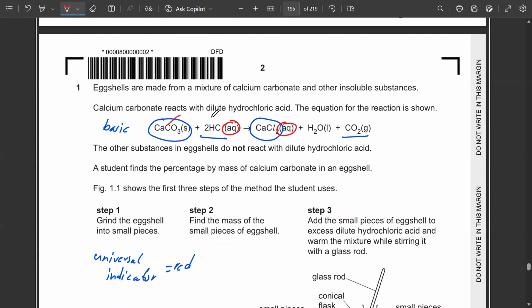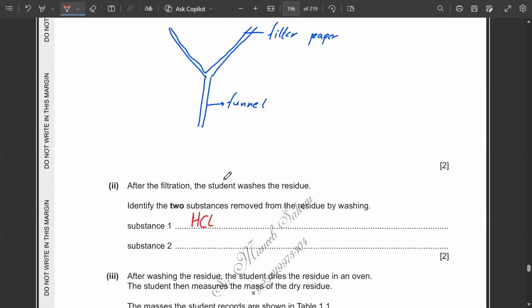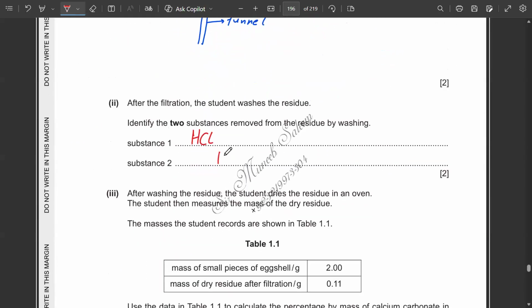Calcium carbonate remains in the solid form. Gas has evolved into the atmosphere. H2O will always remain as a solution of the calcium chloride, because H2O is providing the solvent for the calcium chloride solution. So you can say calcium chloride, CaCl2. This is removed.